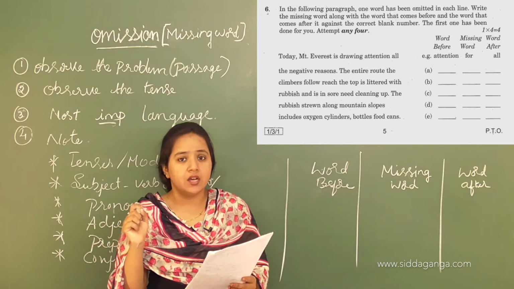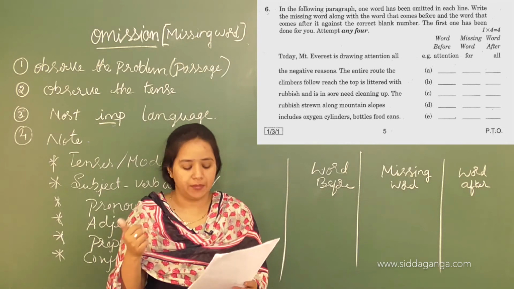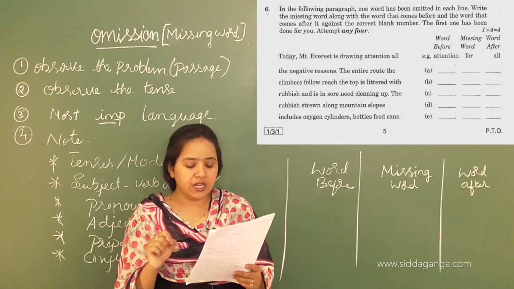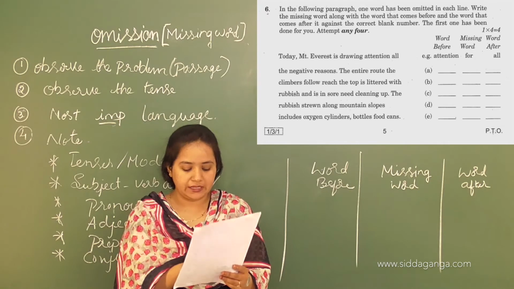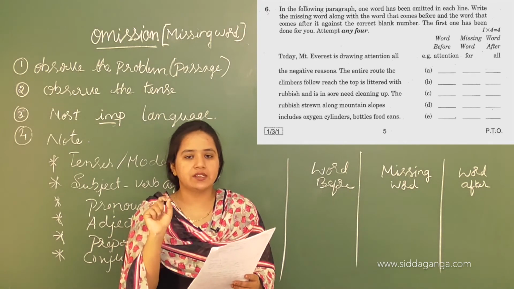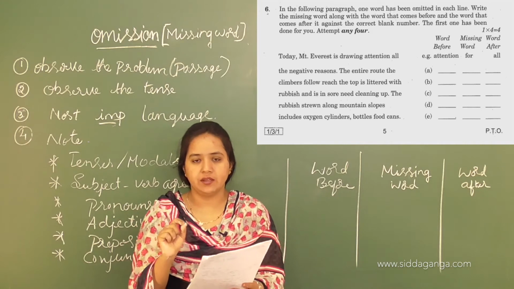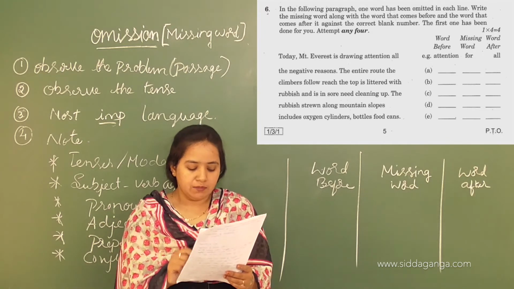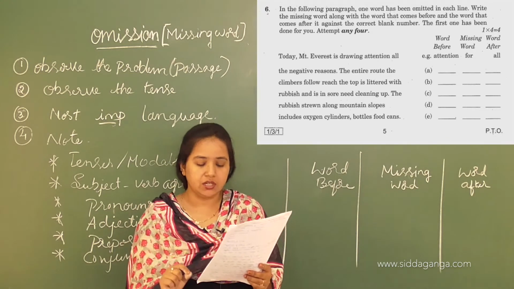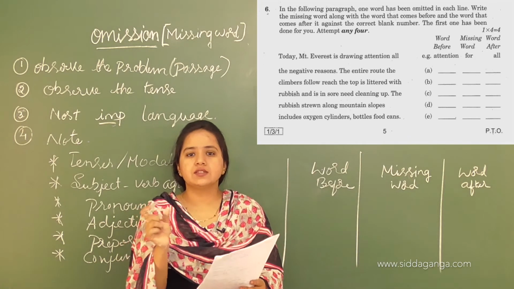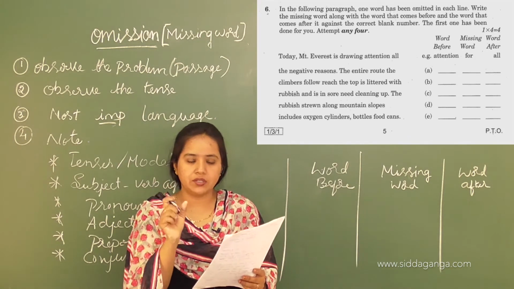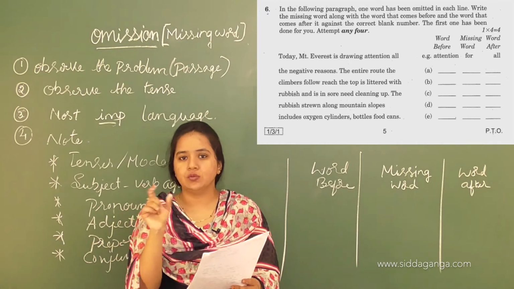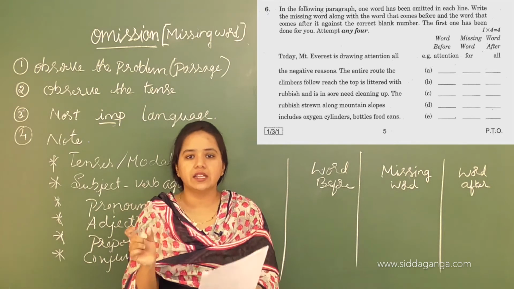And now, Mount Everest is drawing attention. So you will have here subject, then helping verb and main verb. After attention, there is some word missed, okay. So here there is a missing word. What is that? How to find out? Today Mount Everest is drawing attention all, attention all. This sentence is not agreeing. Mount Everest is drawing attention and the next word, all. These two, the sentence structure is not agreeing, okay.